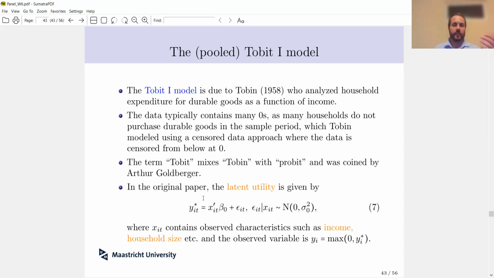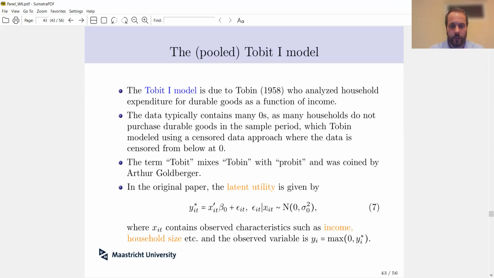So this leads to a data set where you have inflated zeros. This is what you actually observe: you either observe zero when there's no expenditure on durable goods, for instance a car, or you actually observe the true expenditure. So what do we do in this case?